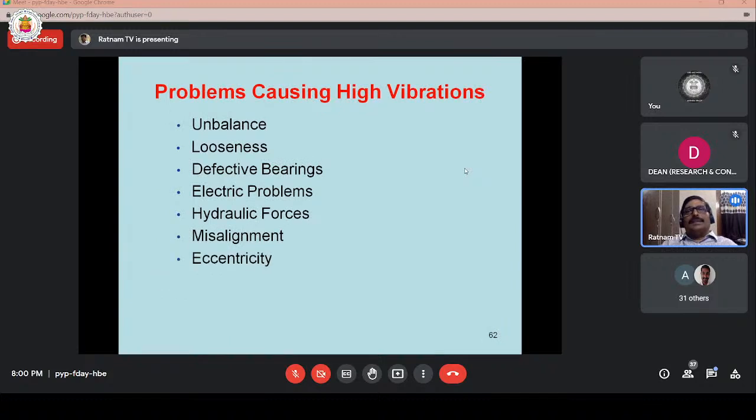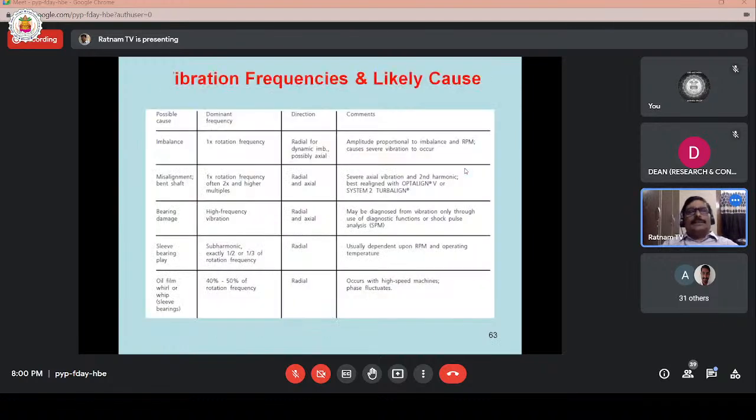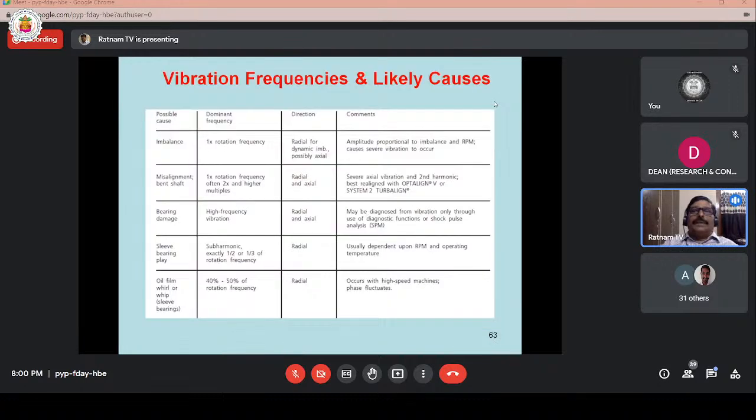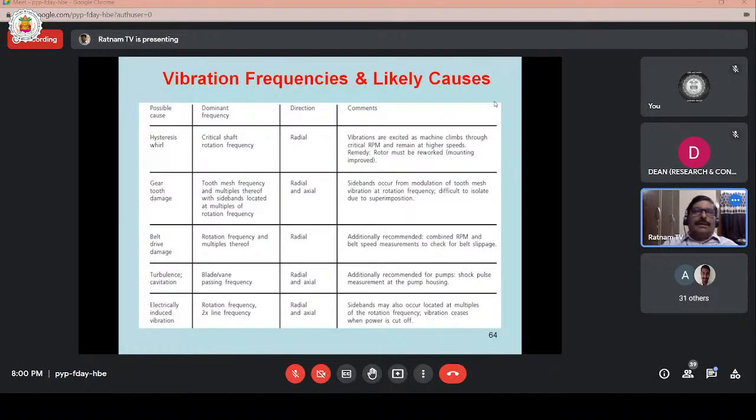The problems causing high vibration are unbalance, looseness, defective bearings, electrical problems, hydraulic forces, misalignment, eccentricity, defective gear, resonance, aerodynamic forces, etc. Likely causes and frequency components are displayed in this table.